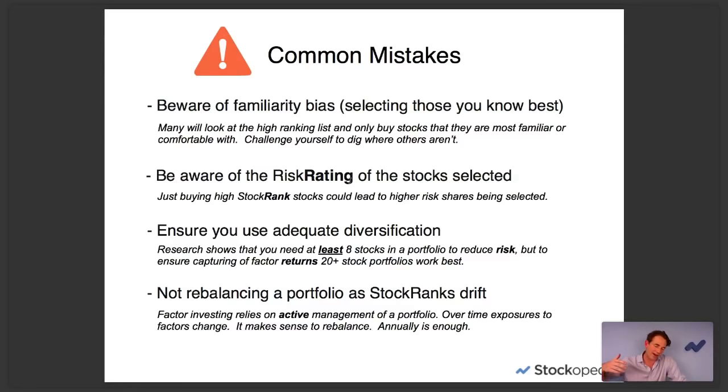All the research shows you need at least 8 stocks to reduce risk to manageable levels. But if you want to ensure capturing the returns of factors, 20 plus stocks actually works best.